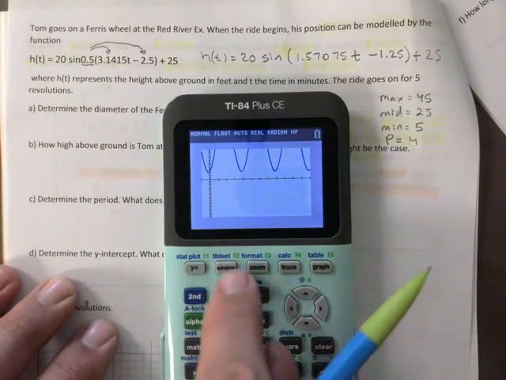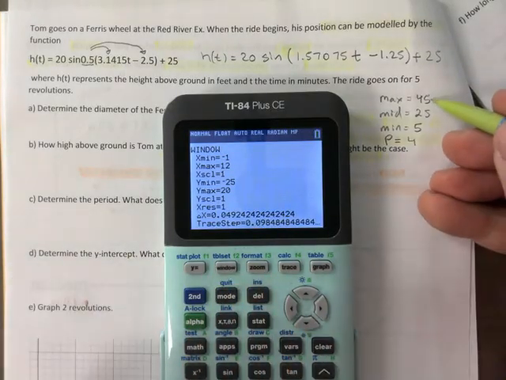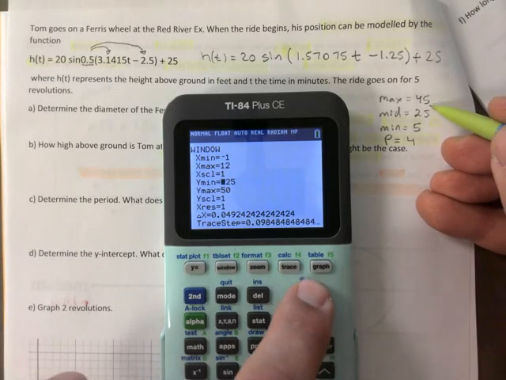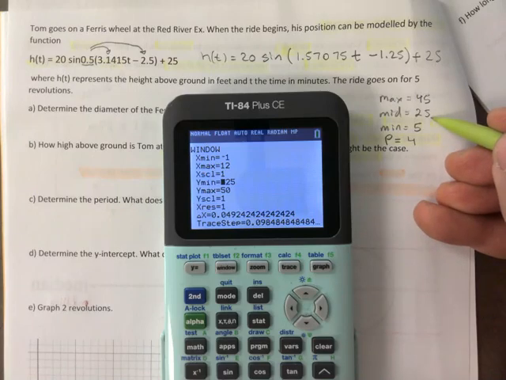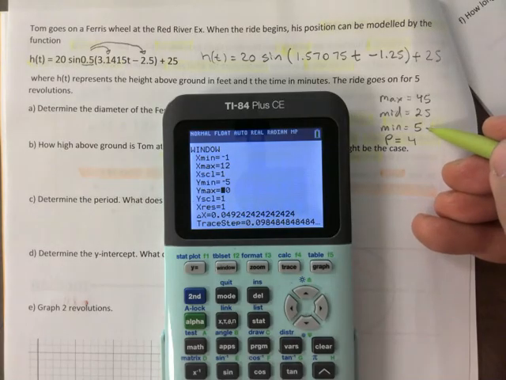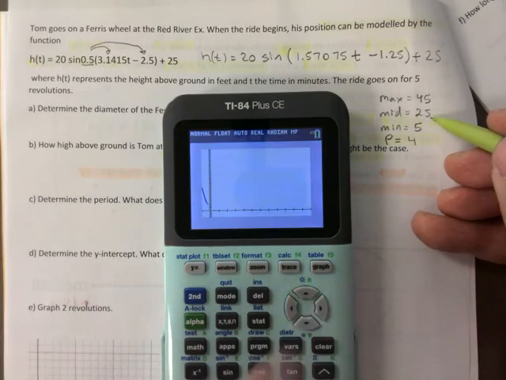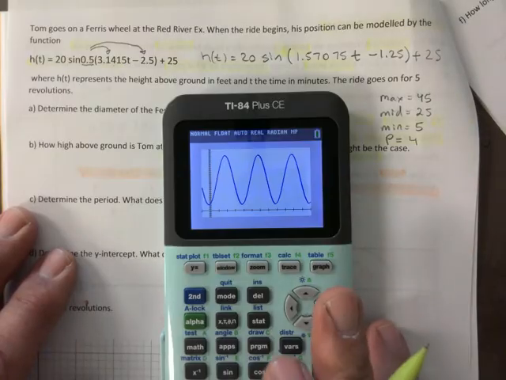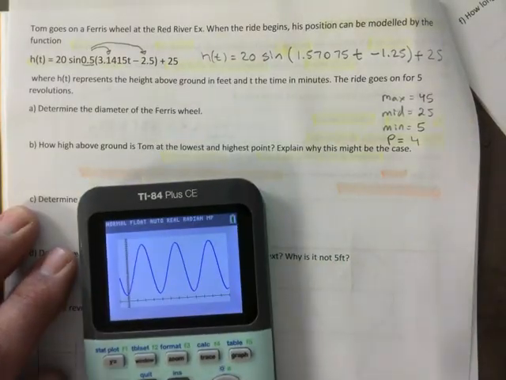That's okay for that. My window, my max in terms of y should be in the 50s. My min should be, I'll go -5. I want to see my x-axis. And then the 25 is my mid, so there we go. It's a pretty good graph. So let's see what everything is, okay?